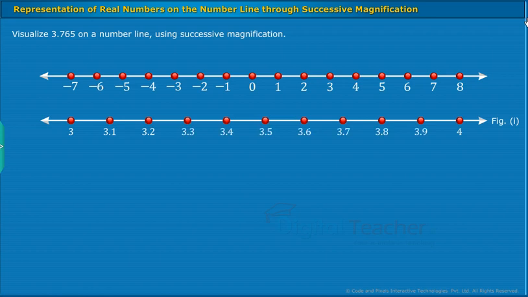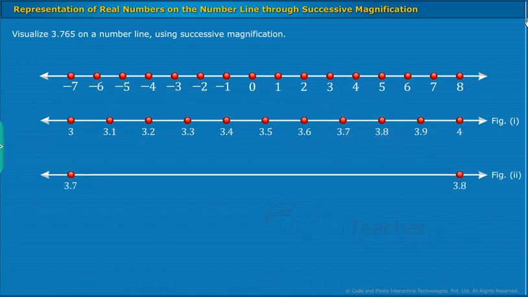Now look at the portion in between 3.7 and 3.8 using a magnifying glass and realize that 3.765 lies between 3.7 and 3.8 as shown in figure 1. So, let us now divide this portion into 10 equal parts and represent them as 3.71, 3.72, so on up to 3.8 as shown in figure 2.